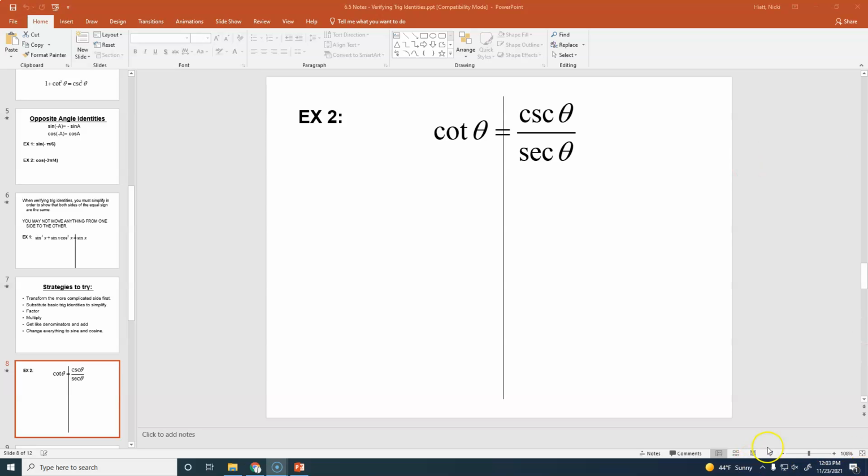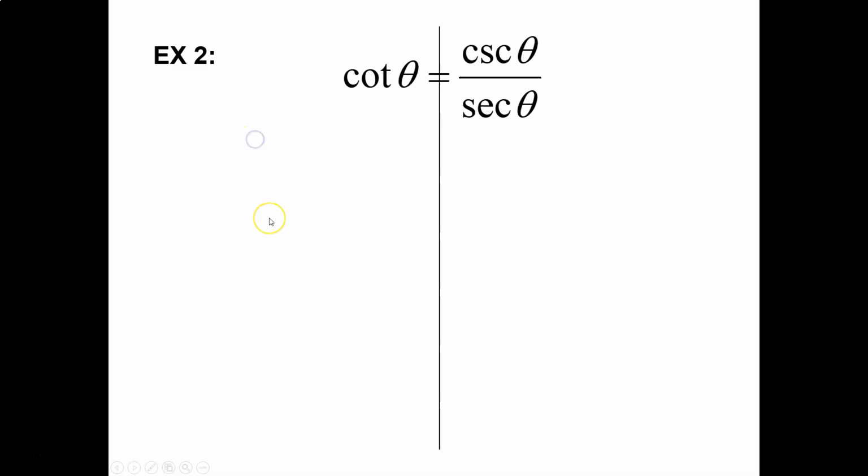So for this one here, we have cosecant of theta over secant of theta, and we are going to try to get it to match cotangent. So one strategy that you're probably going to use a lot is to change everything to sines and cosines. So cosecant, what could I change it to?